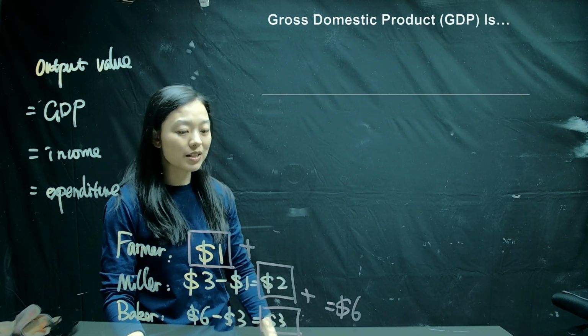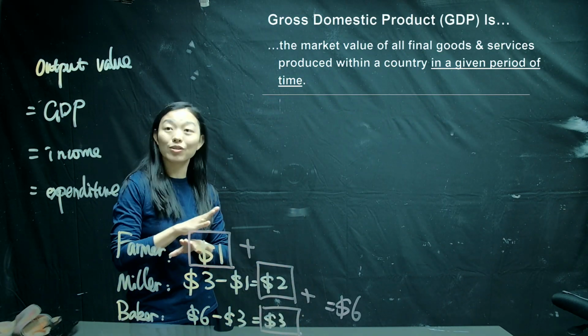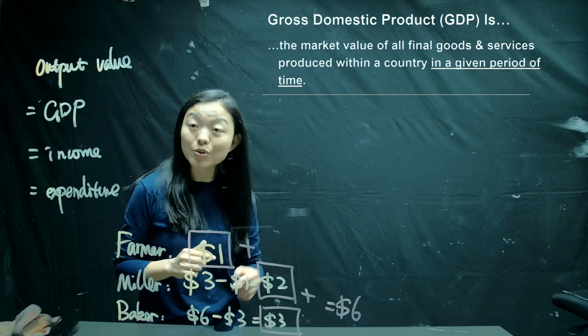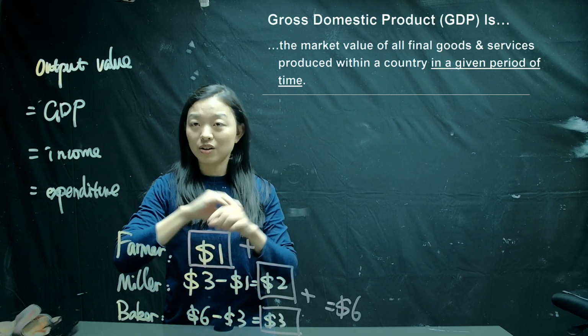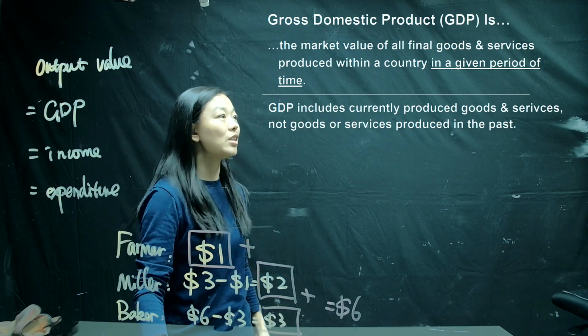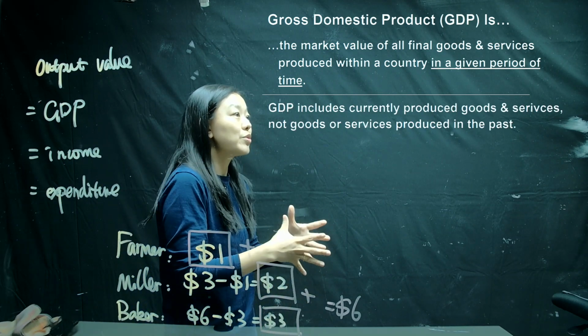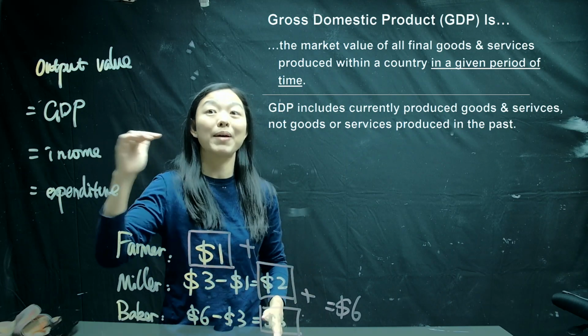So the final thing about GDP is that it is the market value of all final goods and services produced in a country within a certain period of time. So GDP has a time frame. GDP includes the currently produced goods and services, not the goods and services produced in the past.